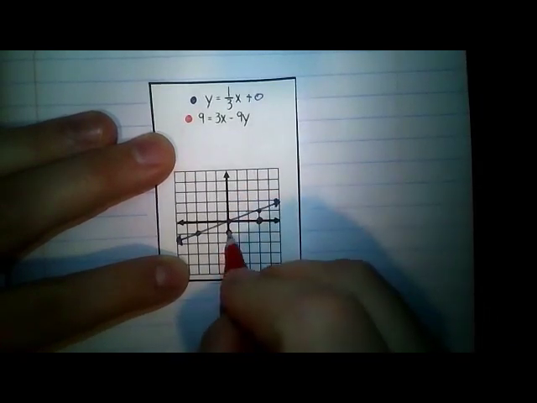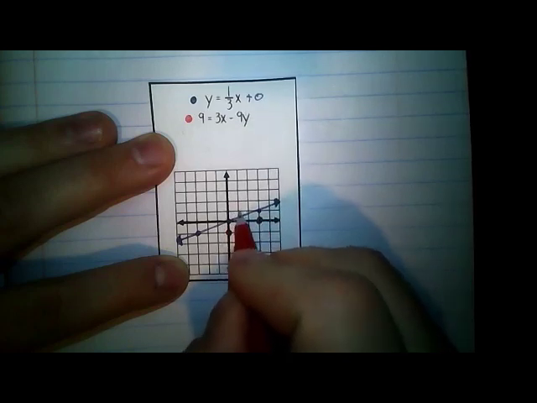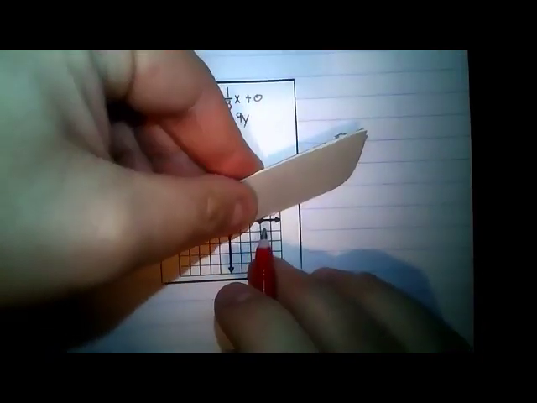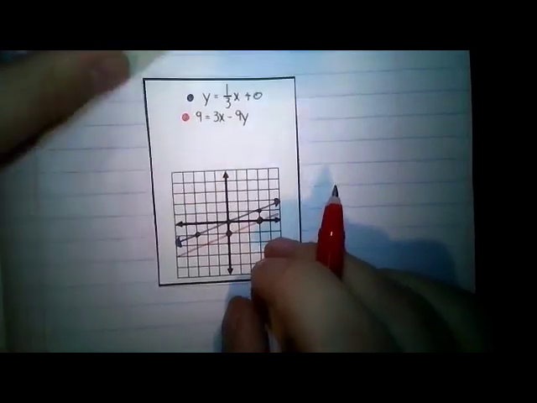And look at that slope. Up 1 over 3. So when I graph this, they have the same slope. So these lines are going to be parallel.